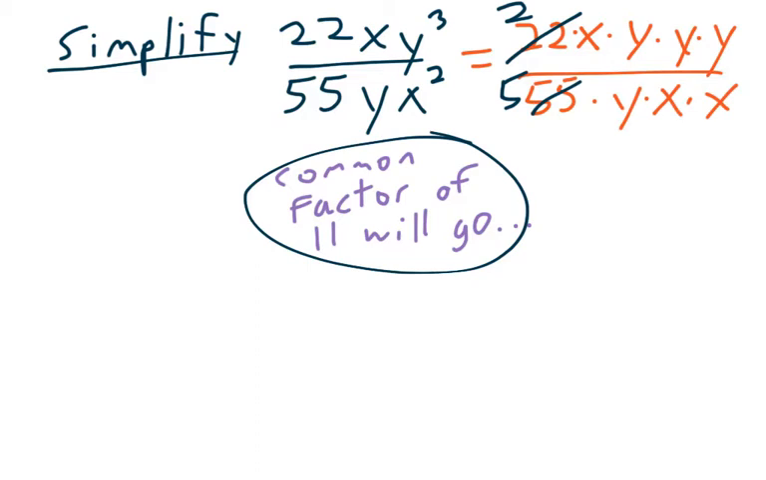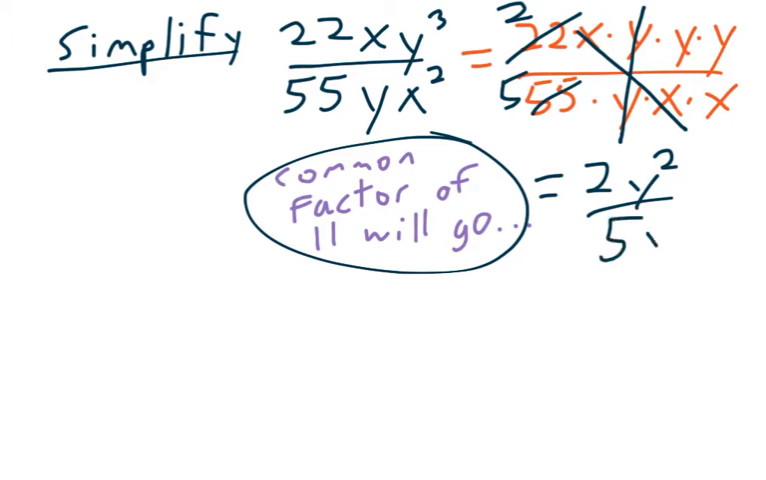Now check out my x's and y's. I have y's here that cancel, because y over y equals 1, and I have an x and an x that cancel. And I'm just going to rewrite what I'm left with. So I have a 2 for my number, and then I have my x and my y canceled, so I have 2 y's on top. So that's y squared. And then on the bottom, I have 5x. And I'm simplified all the way.